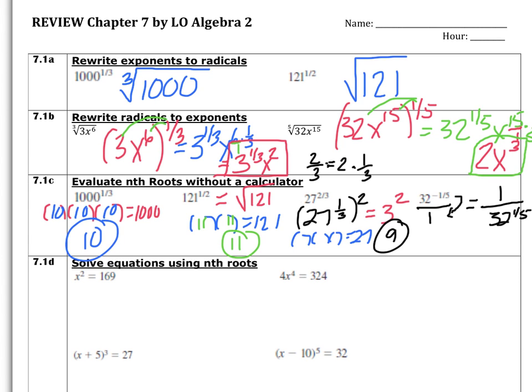Now can we evaluate it? Do we know the 5th root of 32? Again, it just means what number 5 times gives me 32. That answer is 2. So this simplifies to 1/2 as our final answer.